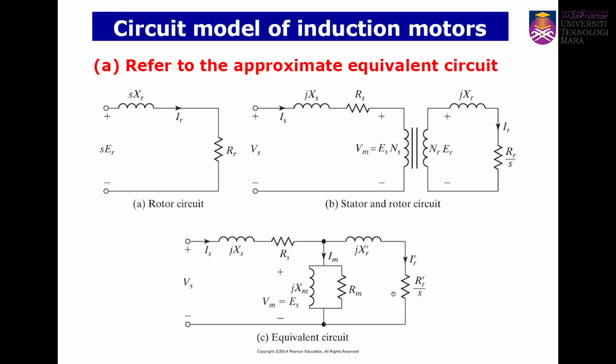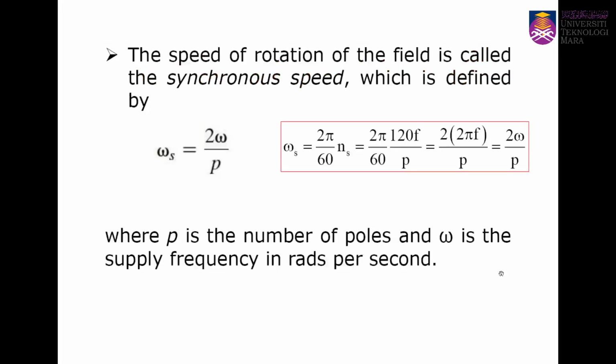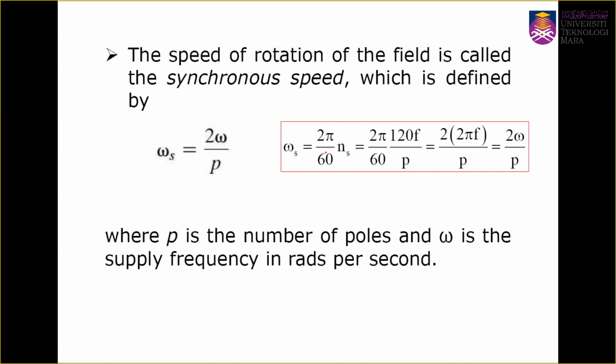Right. So next, the speed of rotation of the field is called the synchronous speed, omega_s, which is 2 omega divided by p, and we can look further into detail why we have that 2 omega over p. So omega_s is 2 pi over 60 multiplied by n_s. So you change to RPM, so this is in terms of RPM.